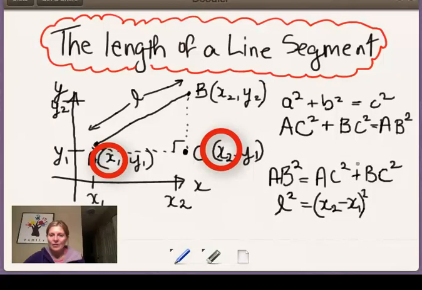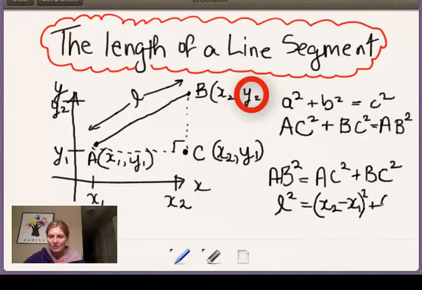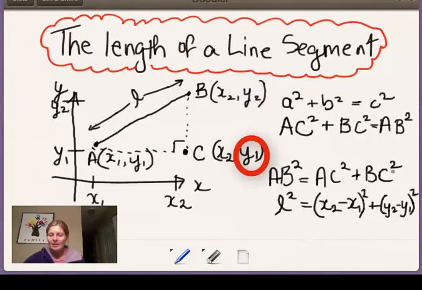And then, of course, BC in the same way could be written as... So BC is this length here. It's how far I have to travel from y1 to y2. So it's the larger y value, y2, subtract the smaller y value. And of course it's squared because BC was squared. Well, that's what's going to give us our length squared.